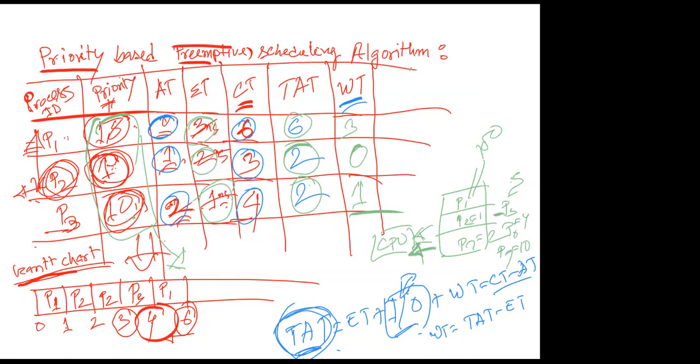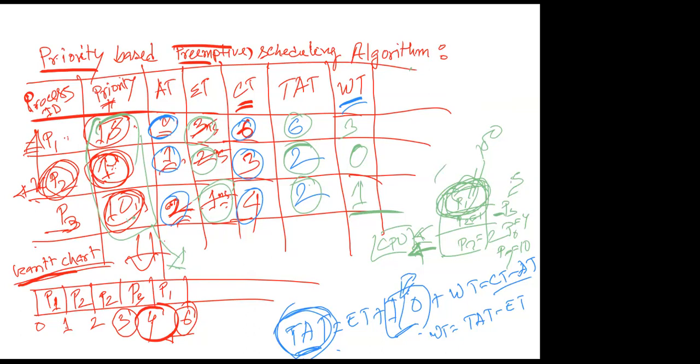Now you can see that process P1 is in a trap. It doesn't know when it will get the CPU. It may wait for an indefinite time. We don't know when P1 will get the CPU. So this algorithm may suffer from starvation problems.